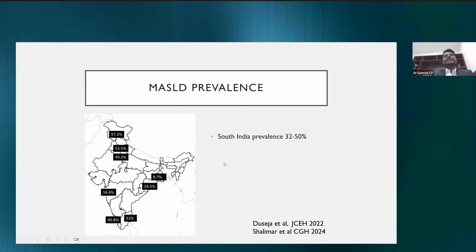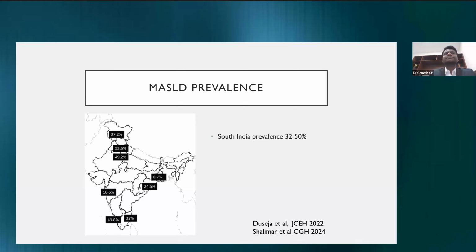This is a study from All India Institute of Medical Sciences and PGI Chandigarh. They showed that the prevalence of this disease, that is MASLD, varies from 8.7% in the eastern part of the country to a maximum of 53%. That is, every second person has fatty liver disease in the northern part of the country. And in South India, the prevalence varies from 32 to 50%.